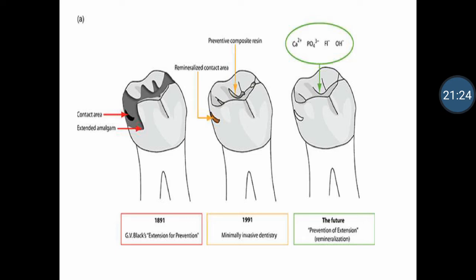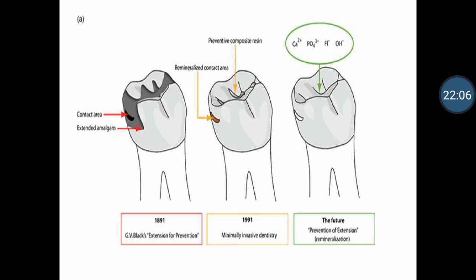Usually that happens in G.V. Black's cavity preparation. The center picture shows, in 1991, minimal invasive dentistry: rather than preparing extensive cavities, we can prevent the progression of the caries when they are at the earliest stage by filling with preventive resin materials, or by using the remineralization methods. So, in the current state, that is the last picture, even before the formation of the caries, we are using many remineralization materials and making the tooth surface more resistant to demineralization by application of calcium phosphate and fluoride.